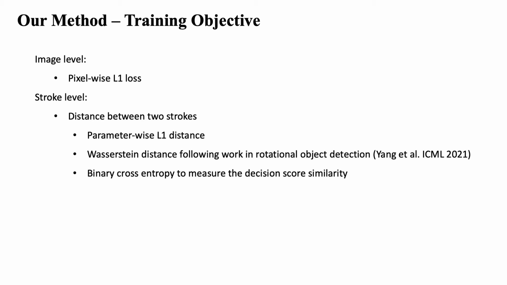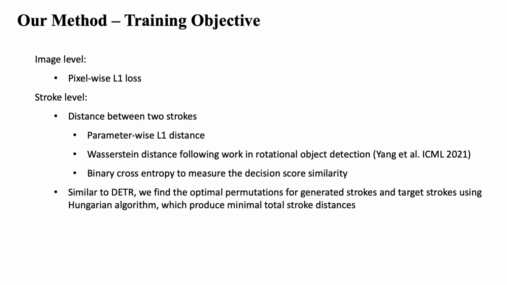With this matrix, similar to DETR, we find the optimal permutations of generated strokes and target strokes using the Hungarian algorithm, which produces minimal total stroke distance. Note that, although in neural painting stroke order is an important issue, we set the objective of learning stroke order to the image level, and on stroke level, loss is computed under the optimal permutations.